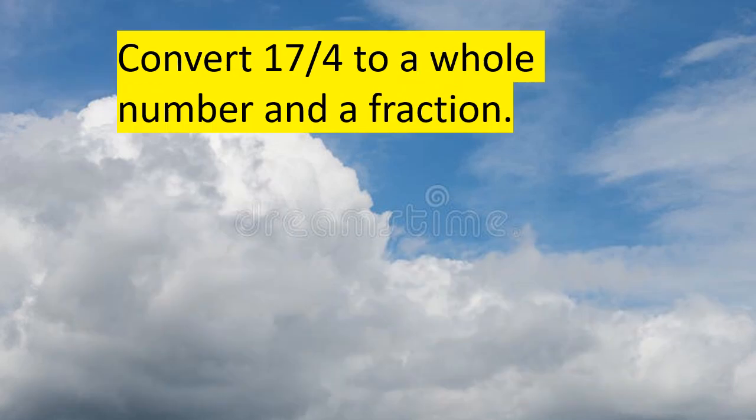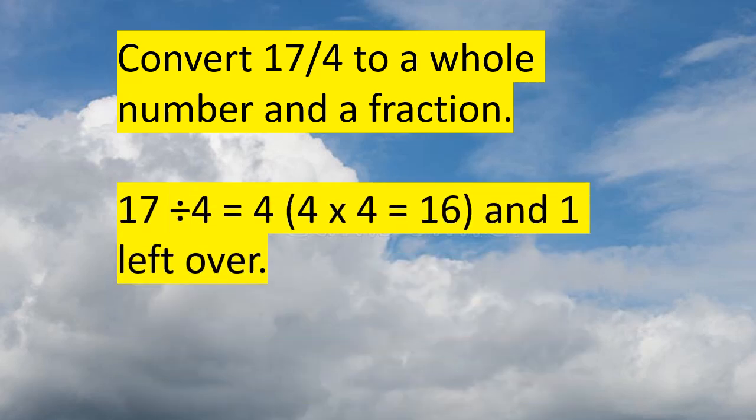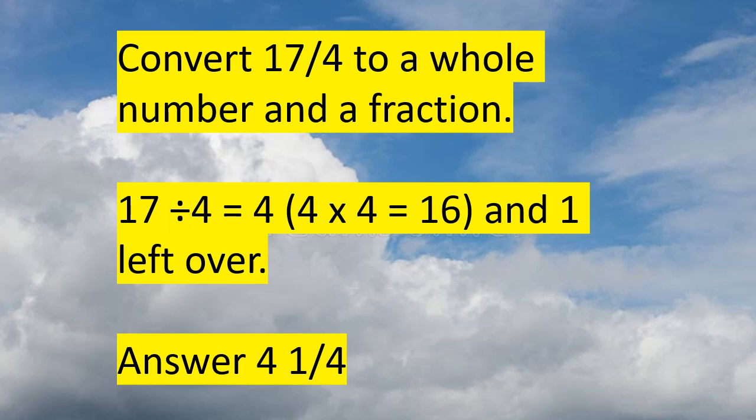Next one, convert 17 by 4 to a whole number and a fraction. So here we go. 17 divided by 4 equals 4. 4 times 4 is 16 and 1 left over. So the answer is 4 and 1 by 4. 4 from there becomes 4 there. And 1 from there becomes 1 there.